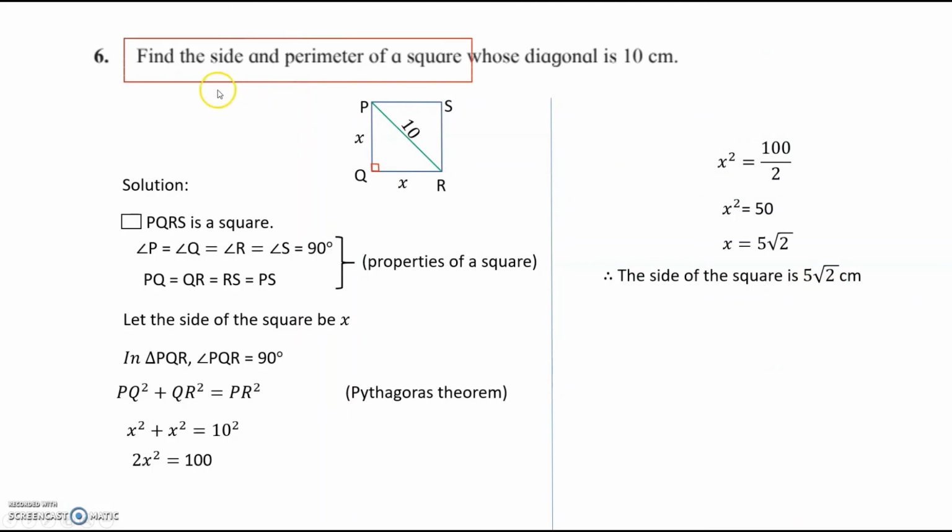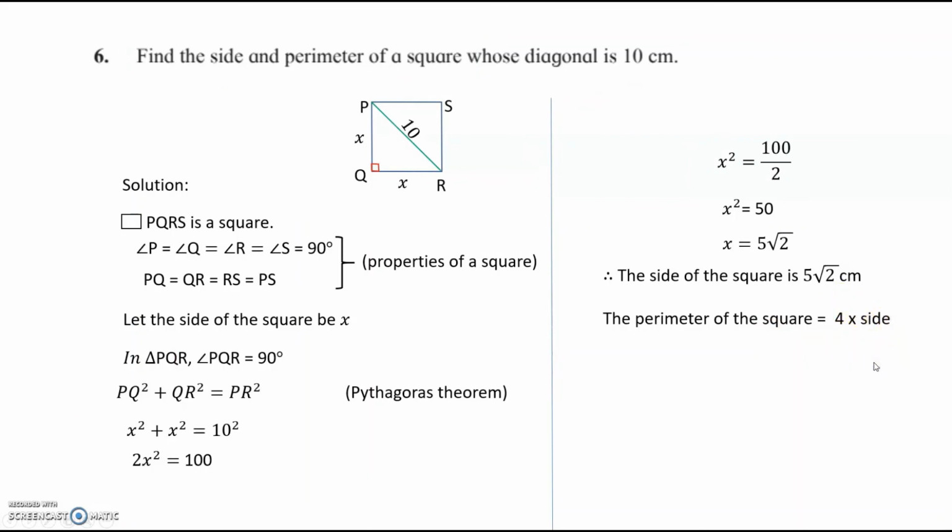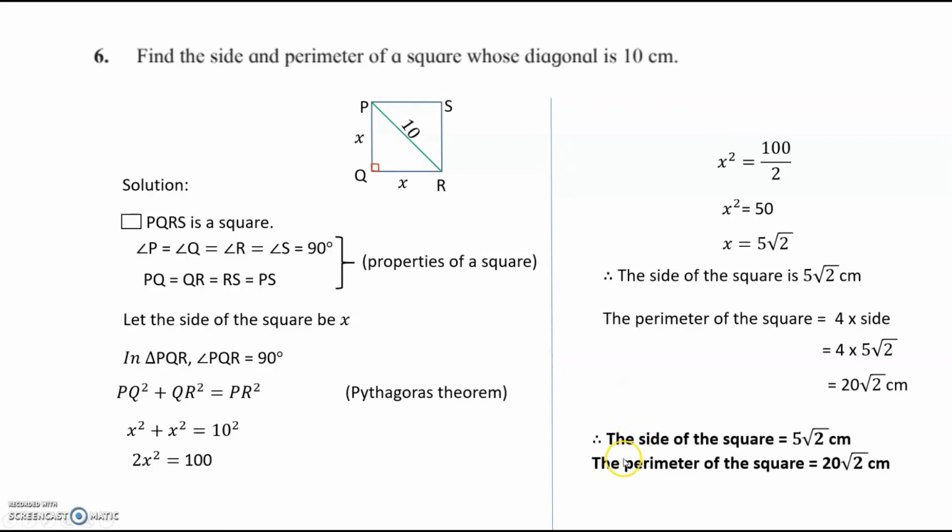Now the question is find the side and perimeter of a square. So that means perimeter we have to find. What's the meaning of perimeter? Yes, perimeter means sum of all four sides. So since it's a square, we'll multiply it by 4 because all four sides are of same measures. So perimeter of the square is equal to 4 into side. So since side is 5 root 2, we'll put the value 4 into 5 root 2, which will be nothing but 20 root 2 centimeters. So let's write the final step. Therefore, the side of the square is 5 root 2 centimeters and the perimeter of square is 20 root 2 centimeters.